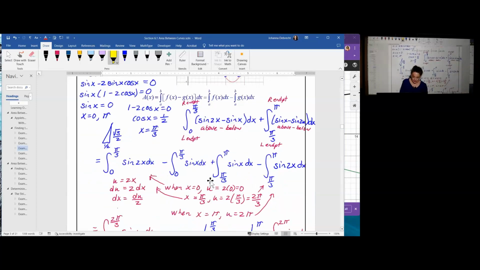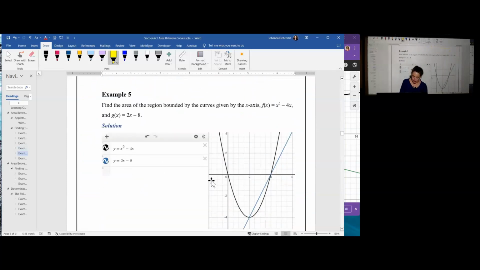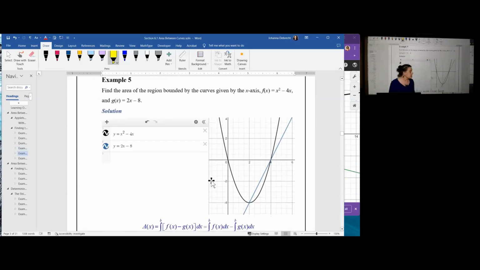Let's now take a look at the next example, example number 5. In example 5, we want to find the area of the region bounded by the curves given by the x-axis, the graph x squared minus 4x, and the graph 2x minus 8. This time we're not told to find just the area between f and g. We're told that we also want to use the x-axis as a boundary. This may change the area that we're looking for. Let's see how that might happen.